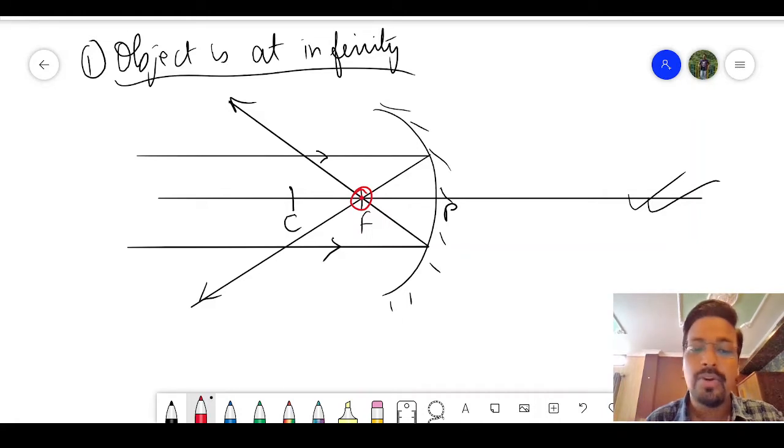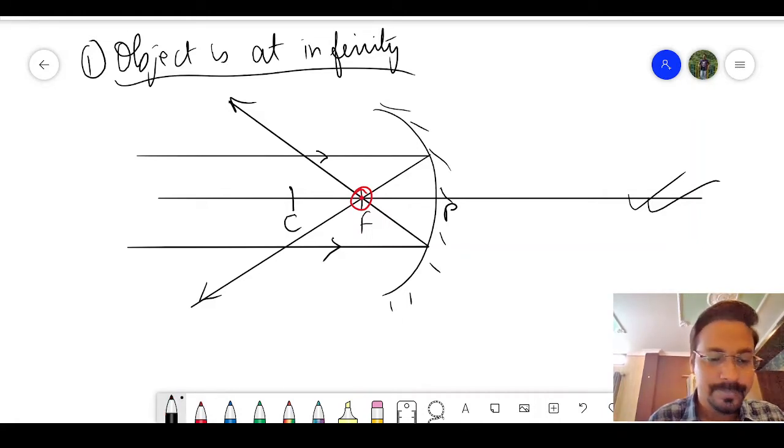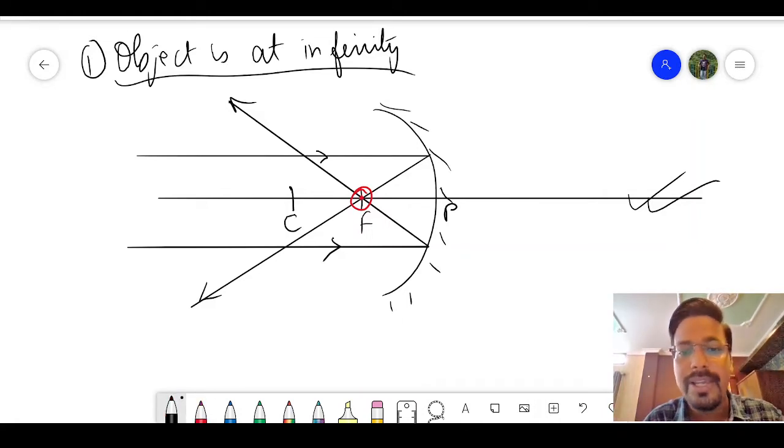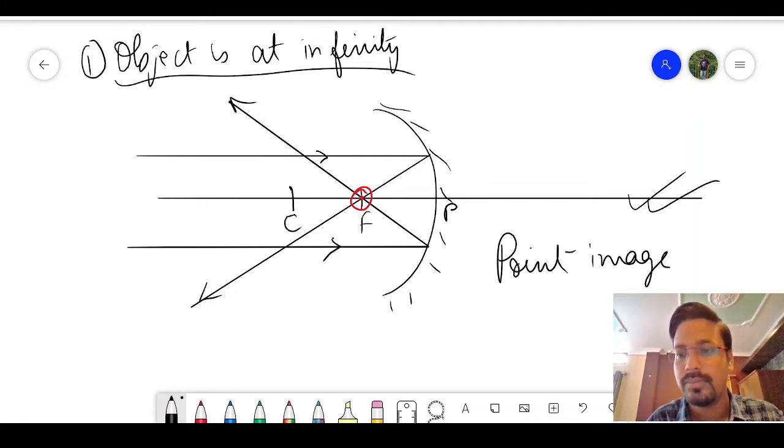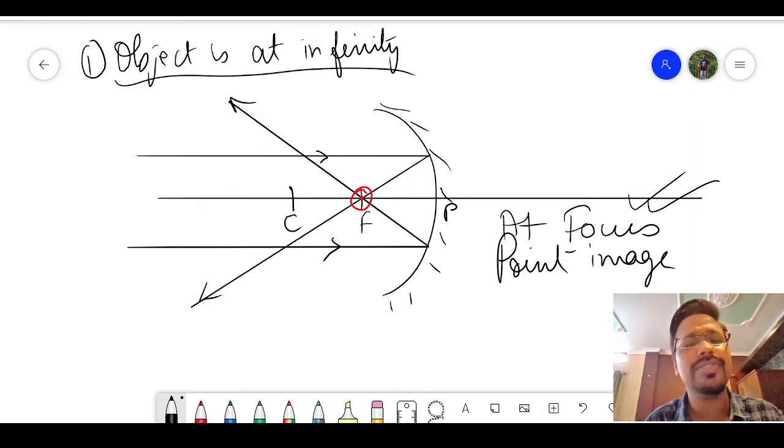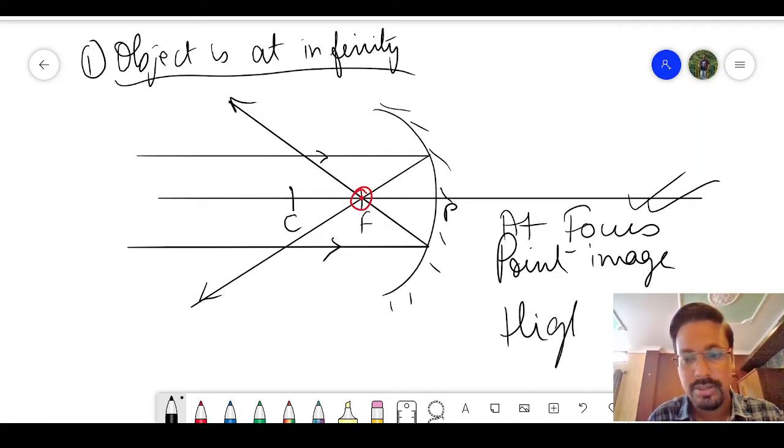As a result, what is going to be the nature of the image? The image formed will be a point image. Where is the image formed? Image is formed at focus. What is the size of the image? As it's a point image, the size of the image will be highly diminished.